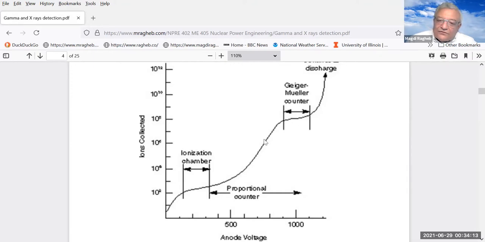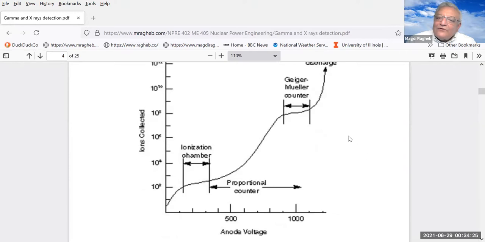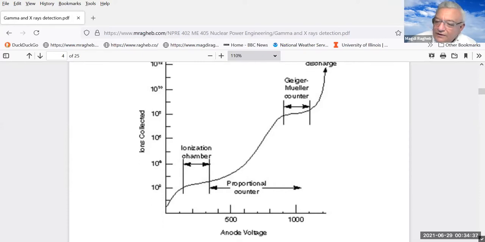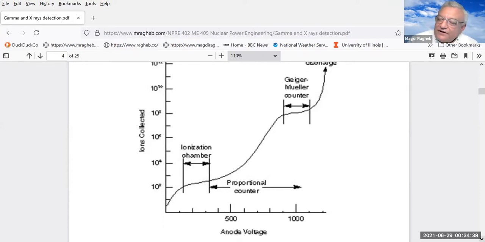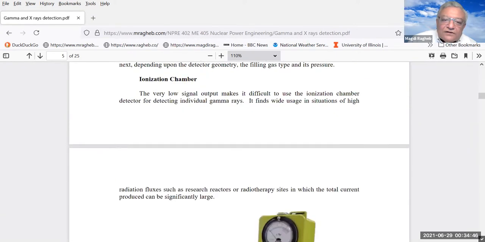You don't need to take into account the proportionality, and this is designated as a Geiger-Müller tube. And you stop there, because if you increase the voltage beyond that 1 kilovolt or 1,000 volts, you would get a continuous discharge in the tube. And the tube would look very much like a neon tube, but with a rod in the center, which would be the cathode where a discharge happened every time an electron is generated by gamma radiation or X-rays interacting with the filling gas, the neon in that case.